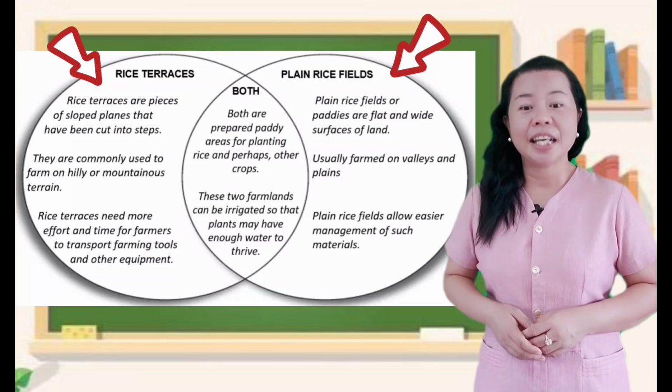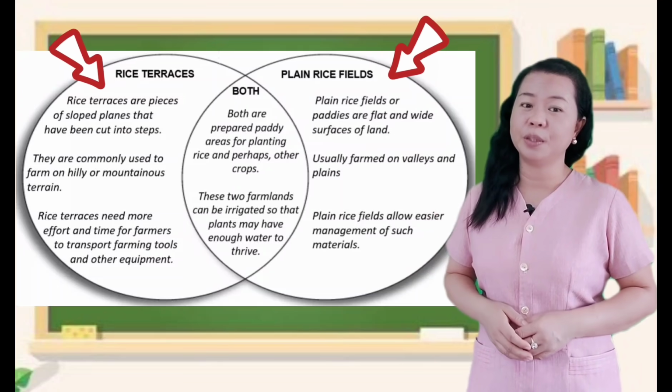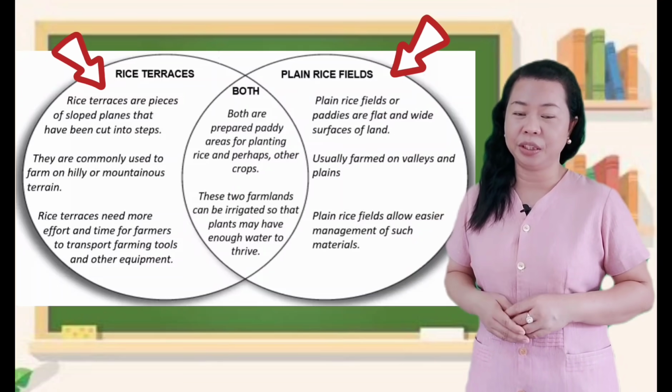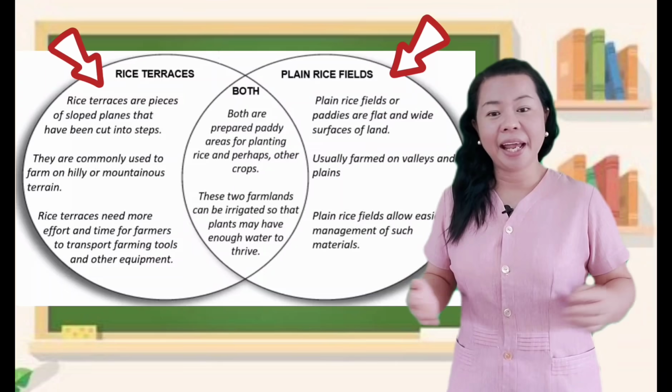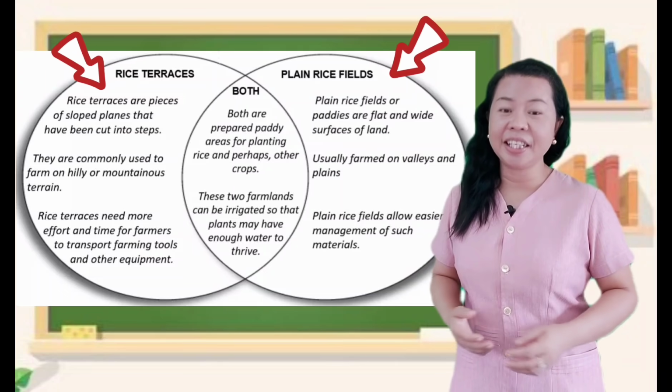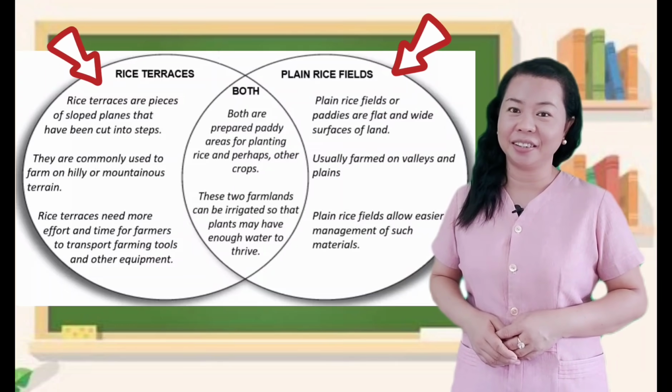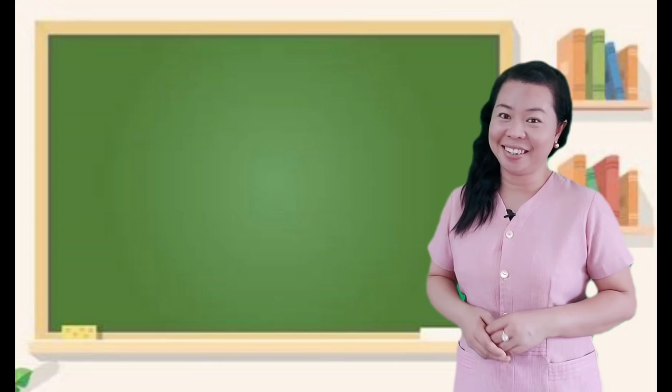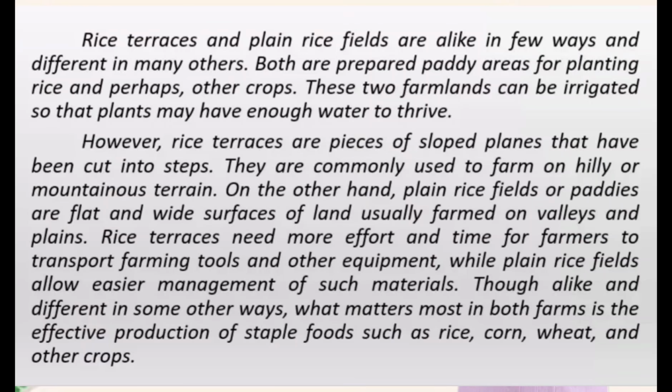Rice terraces need more effort and time for farmers to transport farming tools and other equipment. Plain rice fields allow easier management of such materials. To write this in paragraph form, let's begin by stating the topic sentence. Rice terraces and plain rice fields are alike in few ways and different in many others.